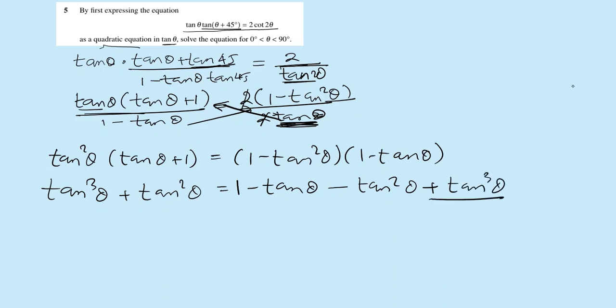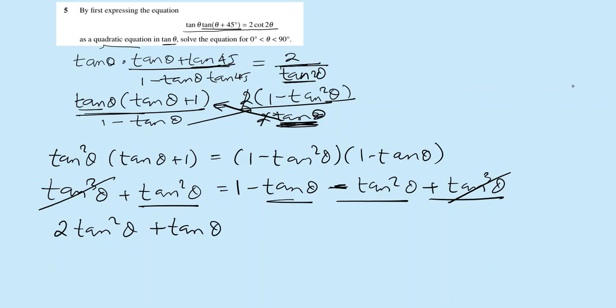Both sides have plus tan cube theta, so they get cancelled. Okay, let's bring everything else. Minus tan square theta and plus tan square theta will become 2 tan square theta, because this minus will become positive when it comes to the left side. This minus tan theta will become plus tan theta, and this one will become minus 1, and nothing is left on the right side. This is the quadratic they wanted. Now we have to find the solution in the first quadrant only, 0 to 90 degrees.